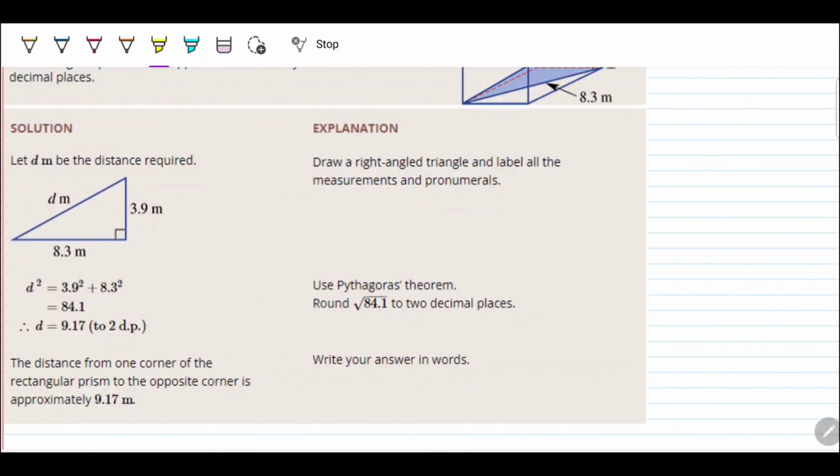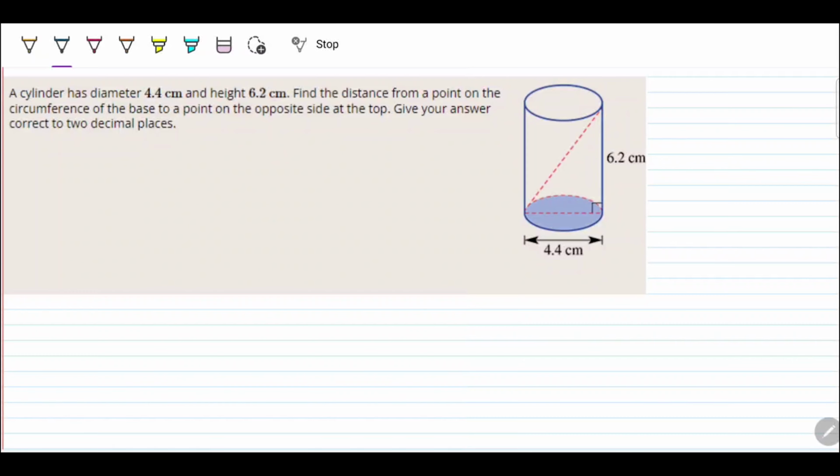We're going to try one of these ourselves. So a cylinder has a diameter of 4.4 centimeters and height 6.2 centimeters. Find the distance from a point on the circumference of the base to a point on the opposite side at the top. Give your answer correct to 2 decimal places.